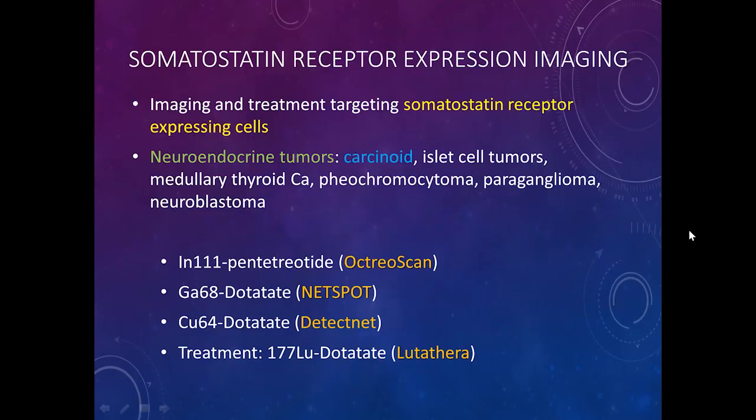Another group of radiotracers that we use for imaging of neuroendocrine tumors are radiotracers based on imaging of somatostatin receptor. There are many cells in the body that express somatostatin receptor on the surface, and many tumors that overexpress this receptor. An example of this would be carcinoid, that's the most common one that we would image with this kind of radiotracer. Also, many of the islet cell tumors express somatostatin receptor, medullary thyroid cancer, pheochromocytoma, paraganglioma, and neuroblastoma.